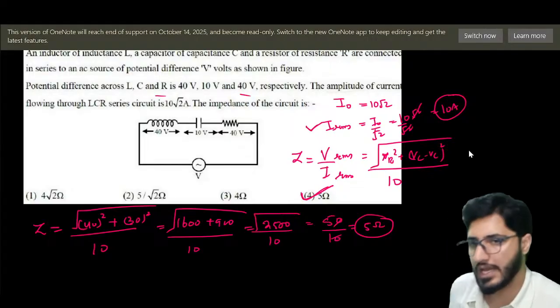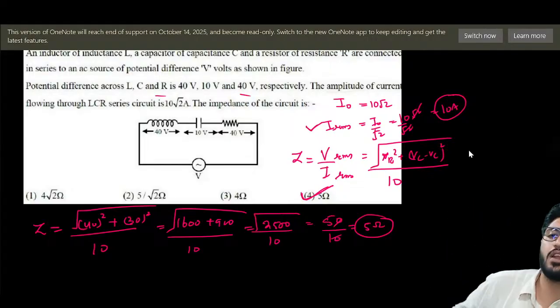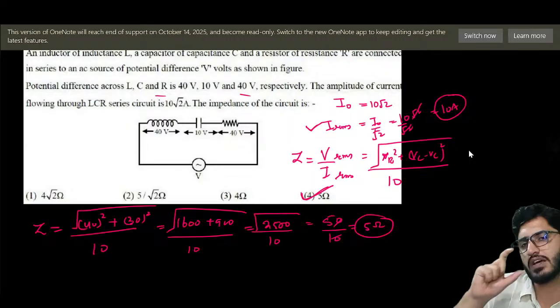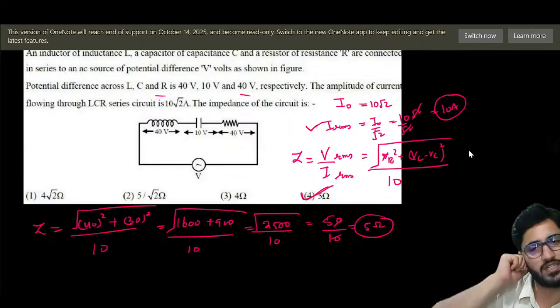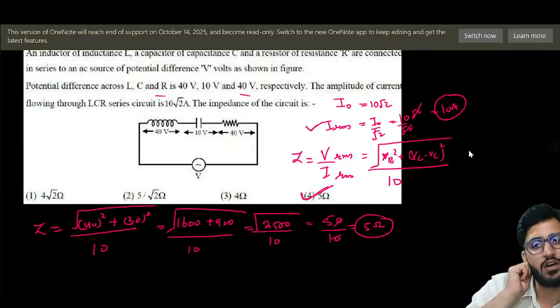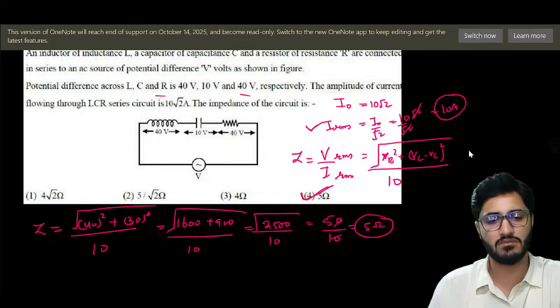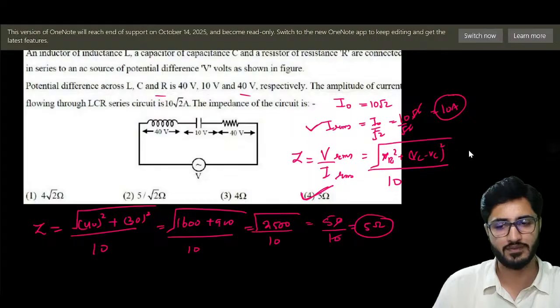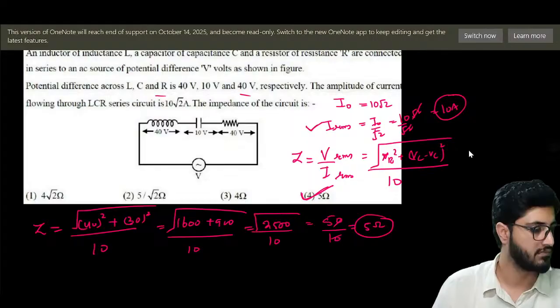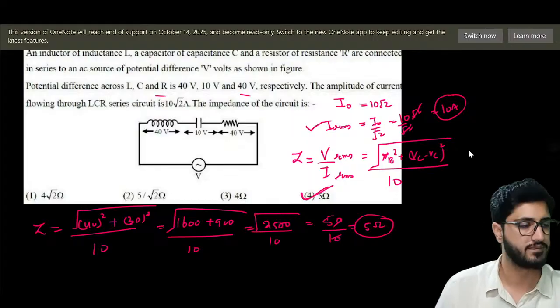Easy numerical and a good numerical. You will find a lot of things given to us, but the effective one is only the 1-2 lines, right? So my Z came out to be 5 ohm only. Easy? Easy, right?